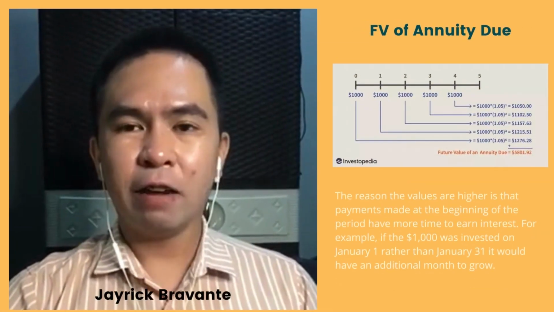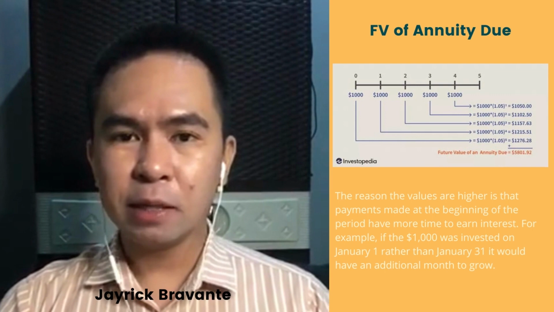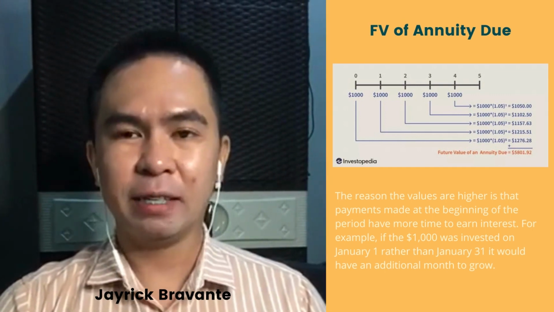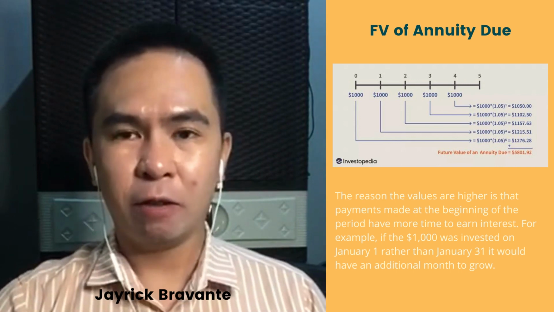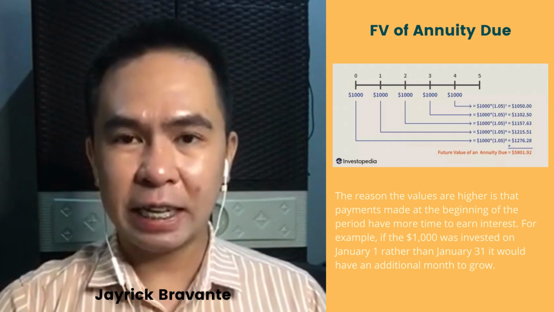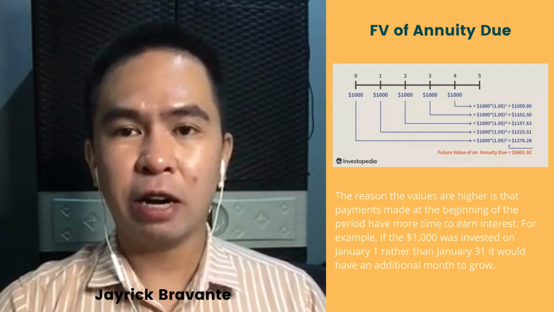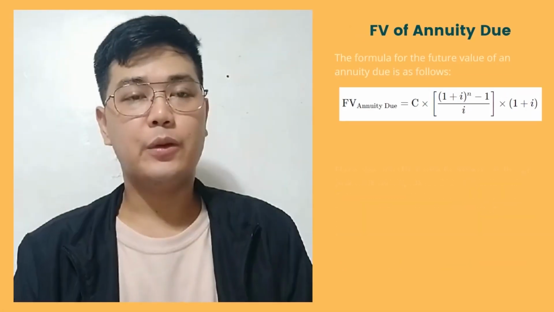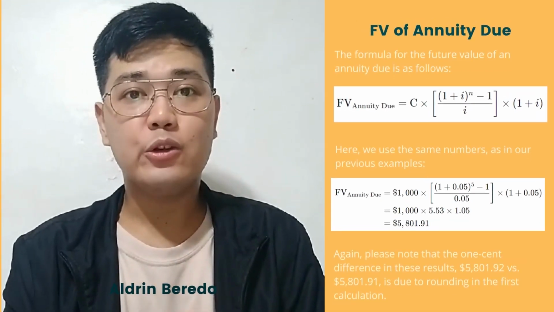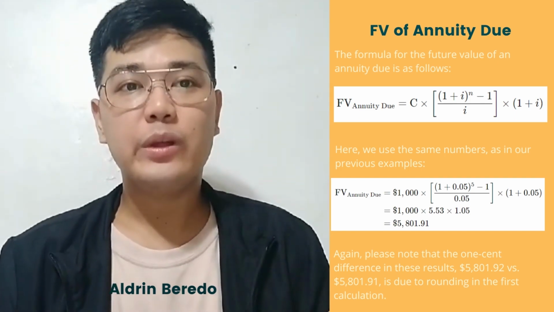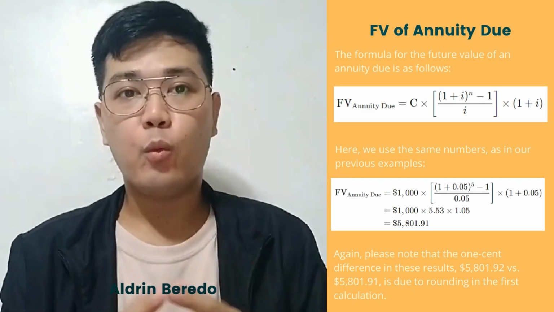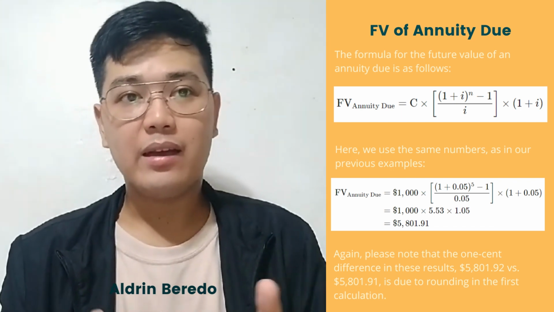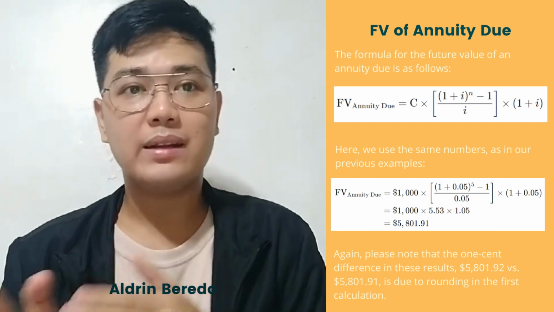The reason the value is higher is that payments made at the beginning of the period have more time to earn interest. For example, if the $1,000 was invested on January 1 rather than January 31, it would have an additional month to grow. The formula for the future value of an annuity due is as follows. FV annuity due is equal to the quotient of 1 plus i raised to the power of n minus 1, divided by i, and multiply the answer by the sum of 1 plus i.